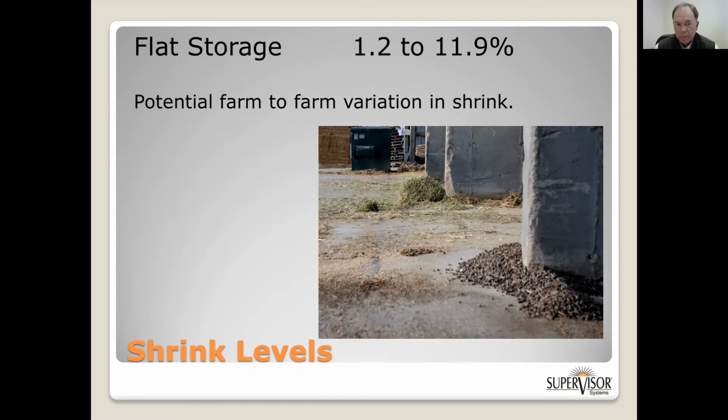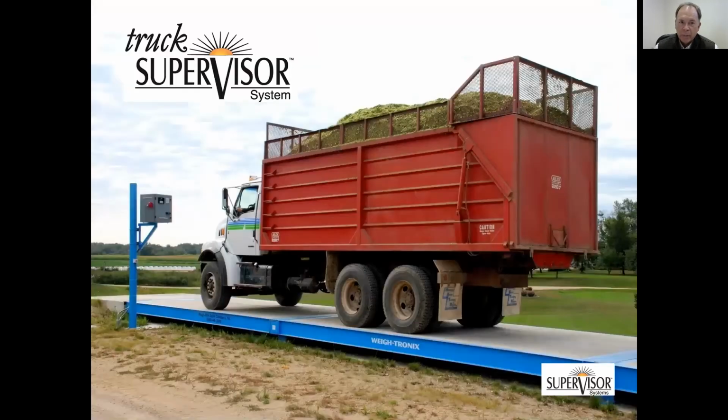11.9%. And I've seen many people spend a lot of money eliminating shrink, if you will, without really even knowing what their shrink was. In this case, if you're at 1.2%, I would say you're doing great. If you're at 11.9% shrink on flat storage, I'd probably be looking for a different way to manage my inventory. But we have to get a handle and we have to understand shrink.